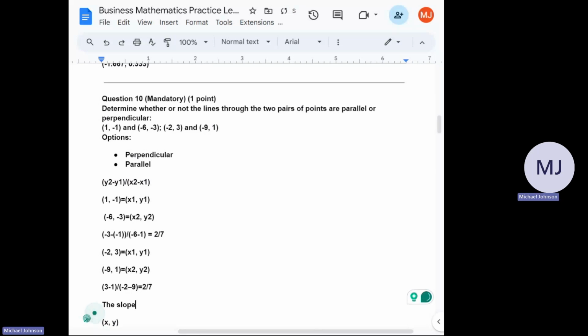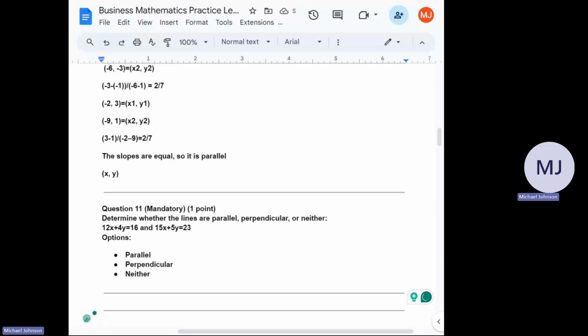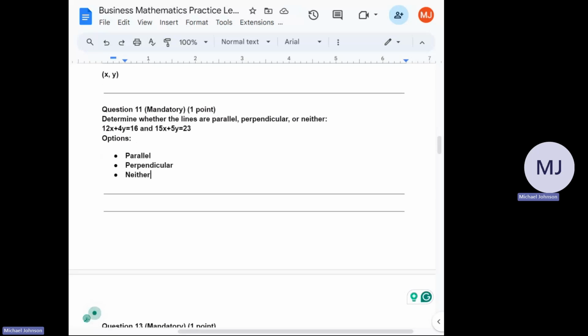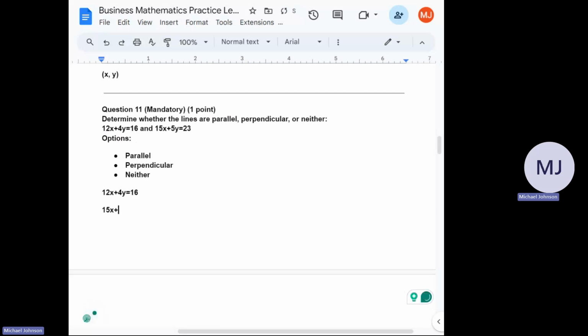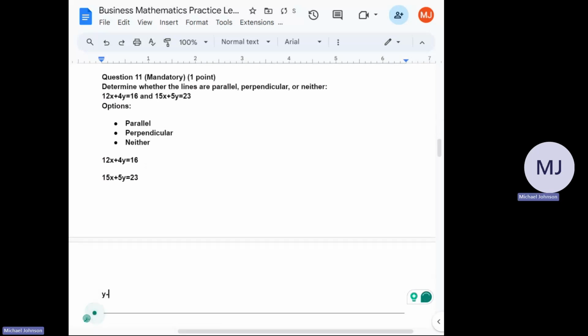So the slopes are equal. So it is parallel. We get slopes of 2/7 for both. And then for the next one, we would do the same thing again. But since we're given the equation form, we have to find the slope through the equation. So we have two equations here. What we can do is rearrange. We want to make it y equals mx plus b, so we have to make y on its own.